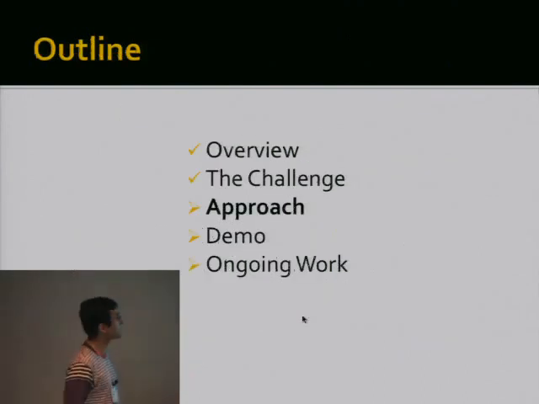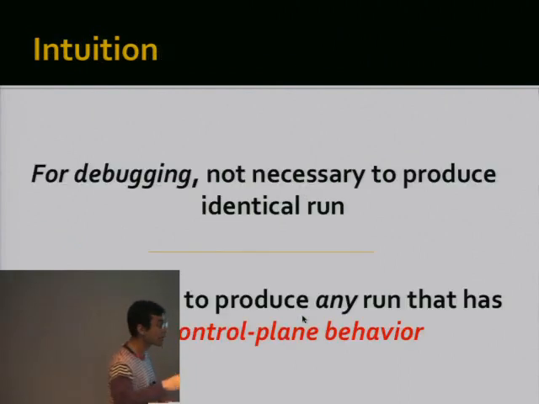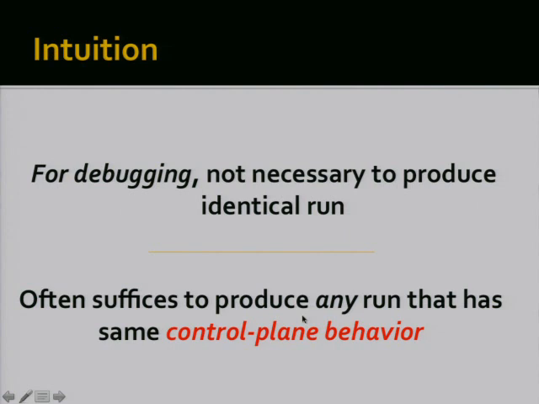Okay, so we built a system, but what was the key insight that enabled us to meet all of these requirements? What was the gist of our basic approach? The key intuition behind the system is that for debugging purposes, we don't need a precise replica of an original program run. It oftentimes suffices to produce some run that exhibits the same control plane behavior. So control plane behavior, what do I mean by that?